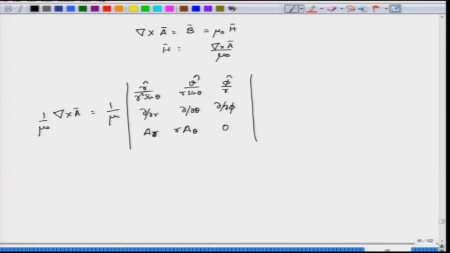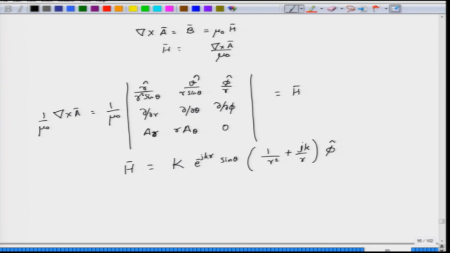Okay. You simply divide this one by mu naught. So, you divide everywhere by 1 by mu naught, and the determinant of this will give you the magnetic field H. Okay. I will not derive this one here, this is an exercise that I will leave to you, but H can be written as some constant k e power minus j k r sin theta and 1 by r square plus j k by r times phi hat.